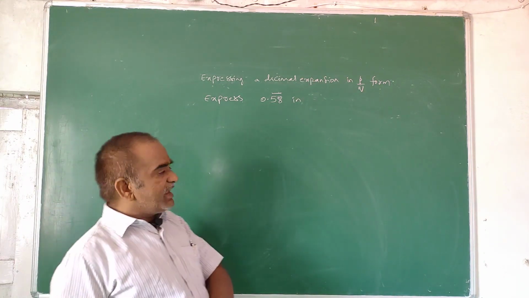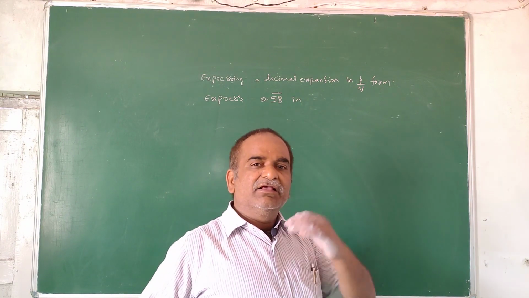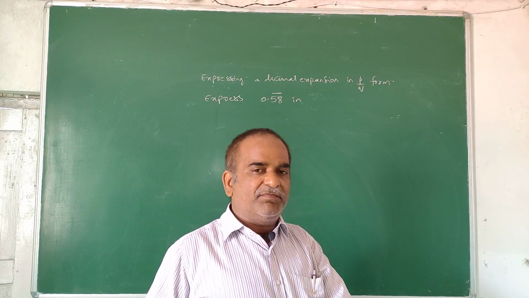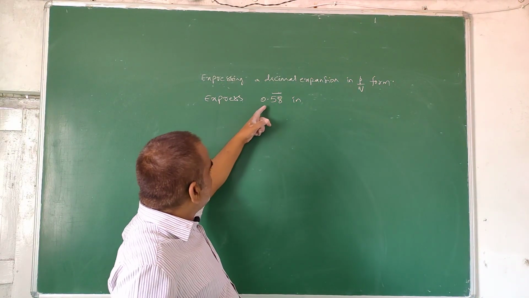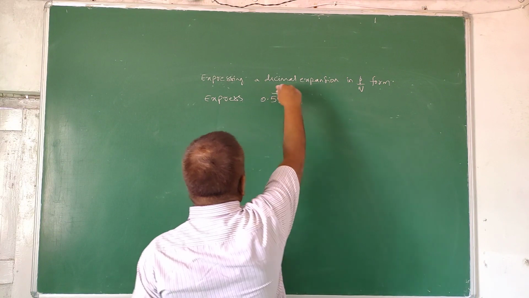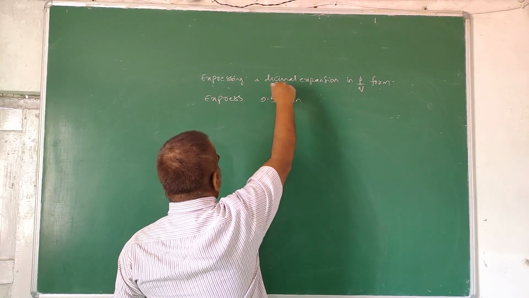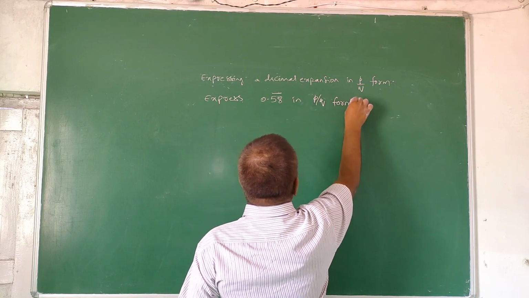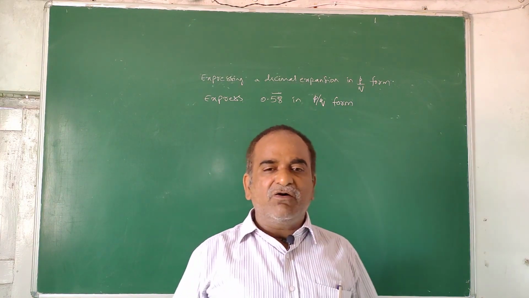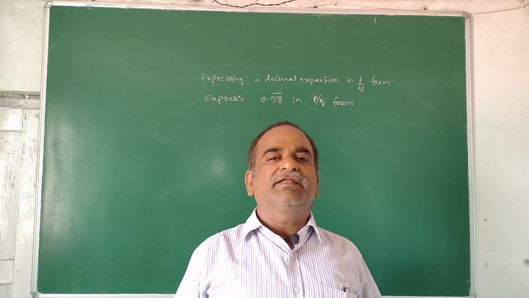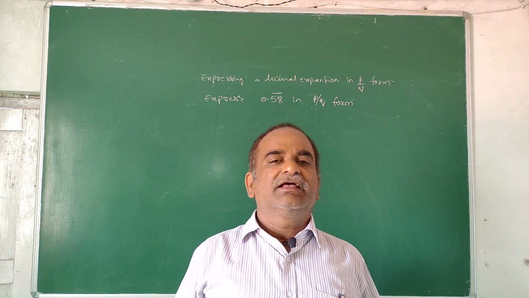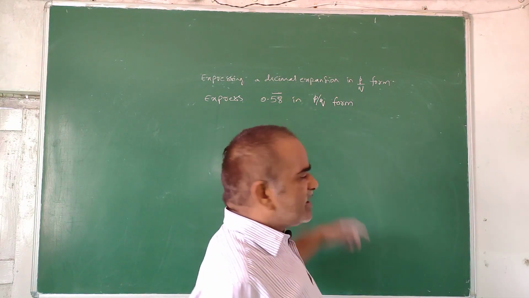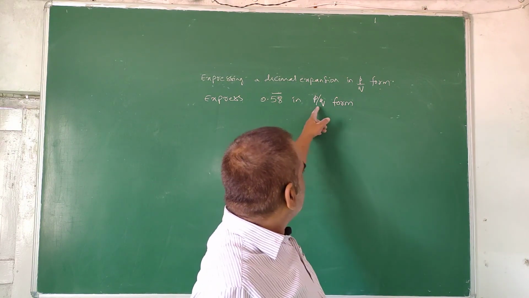Express 0.58 bar, because as I said, we are expressing non-terminating recurring decimals in P by Q form, right? So express 0.58 bar, that is 58 bar, in P by Q form. Dear students, are you following now? We are expressing non-terminating recurring decimals in P by Q form. For that, I took the first example, 0.58 bar. We have to express it in P by Q form.